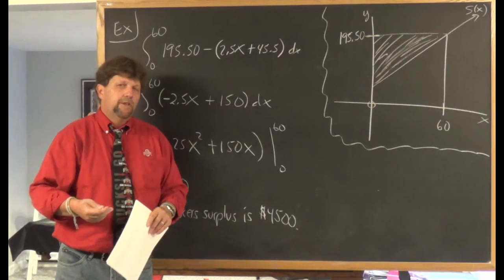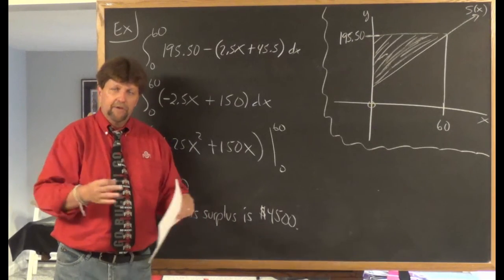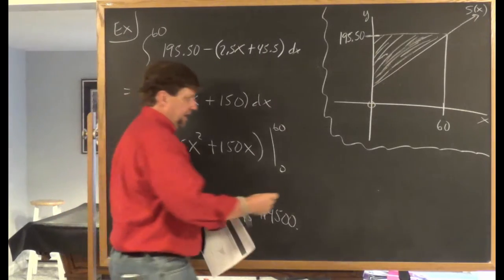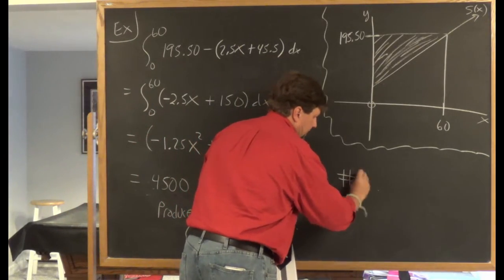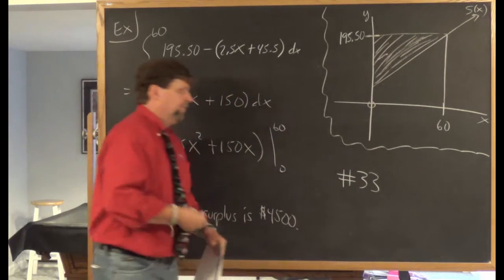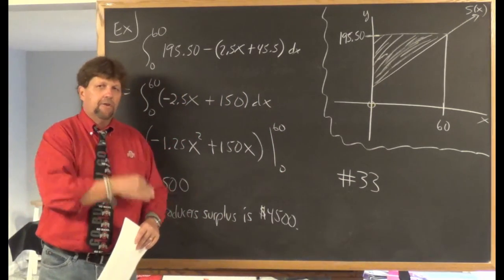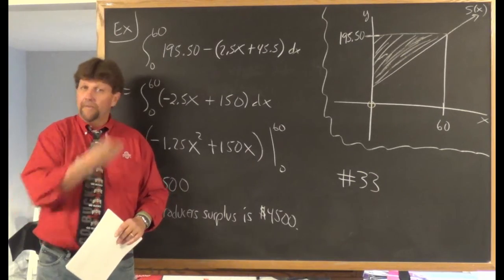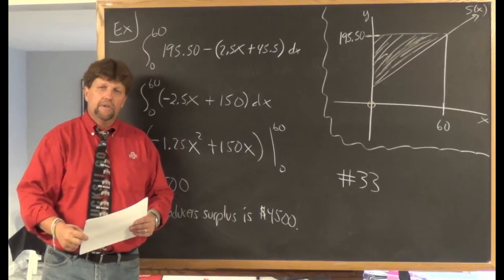So I'm going to want you to try one of the odd numbered problems now to make sure that you have the process under control. So what I'd like you to do is pause the video and go ahead and give number 33 a try. When you're done with number 33, restart the video, and I'll be here at the chalkboard cranking through the solution.